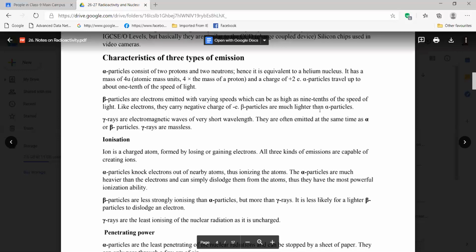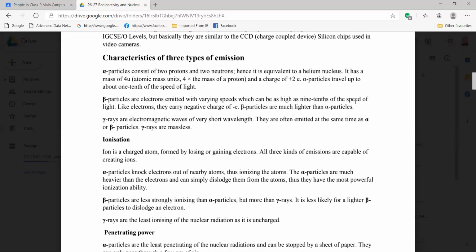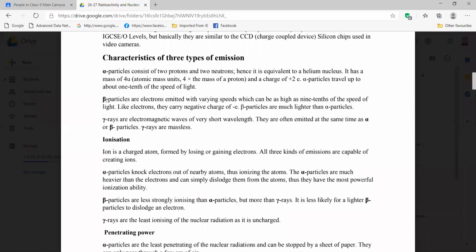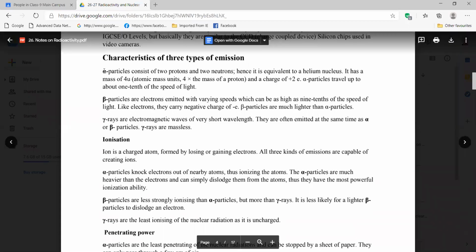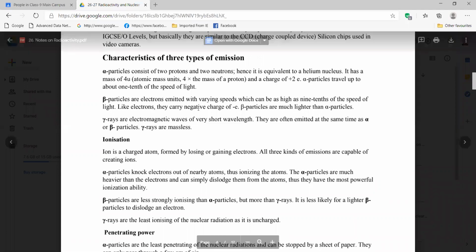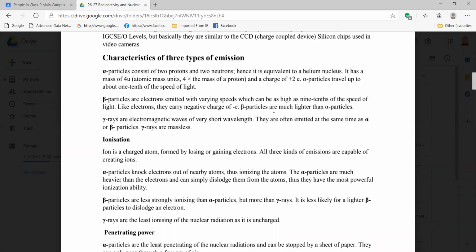And beta particles are 9/10 of the speed of light, as they are lighter, right? Beta particles are very light, so they have more speed. Like electrons, they carry a negative charge of -e. Beta particles are much lighter than alpha particles. So these are the basic things about alpha, beta, gamma.